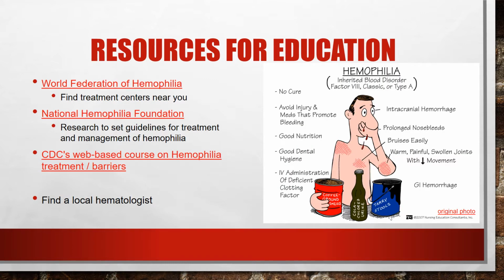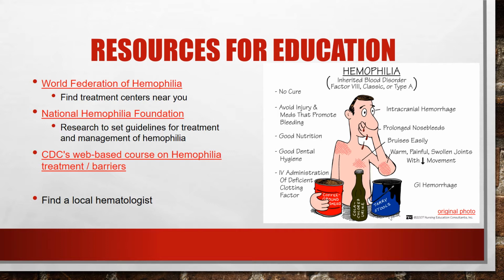A few resources for education for your patients that I wanted to include. The World Federation of Hemophilia is a great website that patients can go to. It helps find treatment centers near them if they need infusions. The National Hemophilia Foundation also is a great website. They do a lot of research that helps set guidelines for treatment and management for hemophilia, helps providers with that. And some of their guidelines have been accepted into the National Guideline Clearinghouse as well. So they do a lot of qualitative studies, systematic reviews, if you want to go over those.